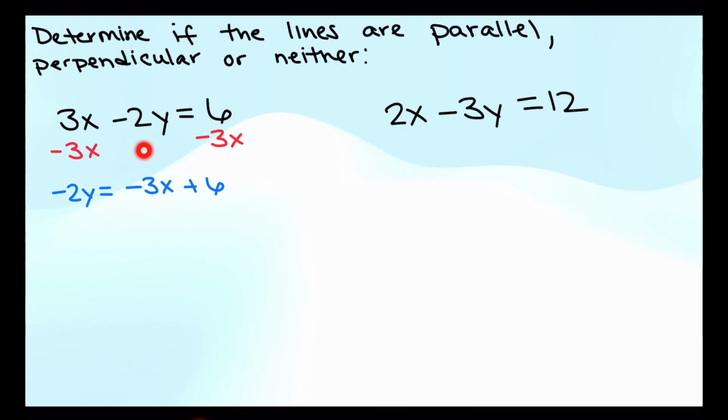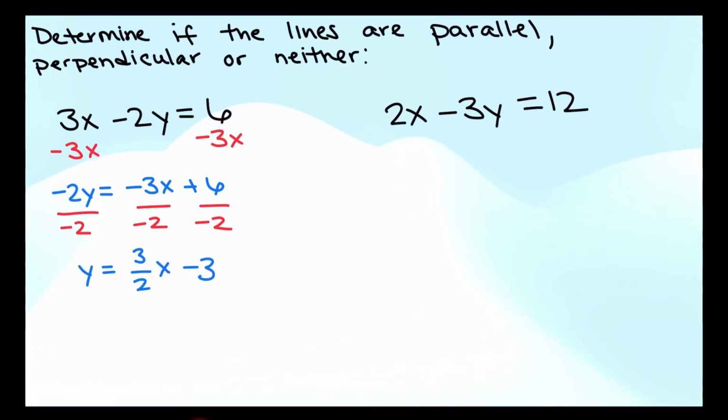So for the first line, I have to minus the 3x. That gives me negative 2y equals negative 3x plus 6. And then I'm going to divide everything by negative 2. So now I've got y equals negative 3 over negative 2, which is positive 3 over 2, so positive 3 over 2x. 6 over negative 2 is negative 3. So the first line given has a slope of 3/2. That's the number in front of the x.